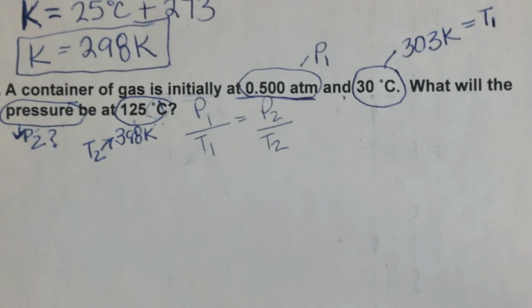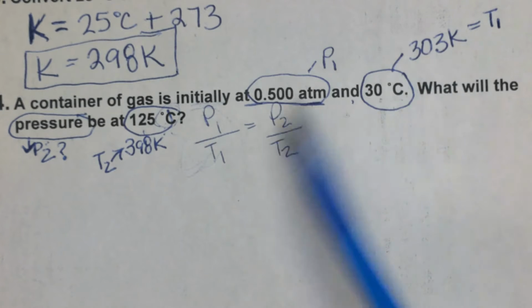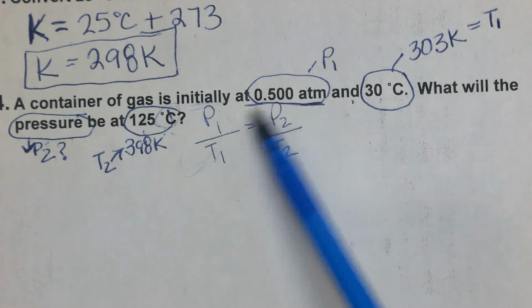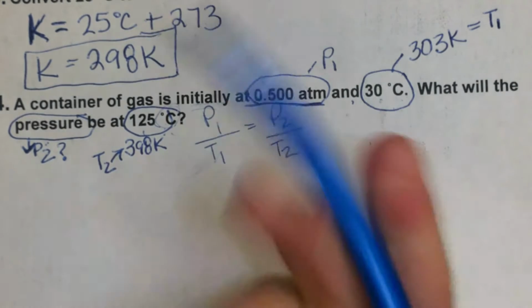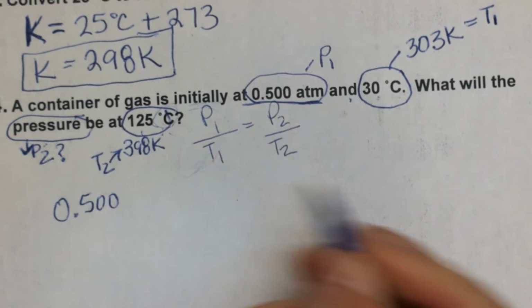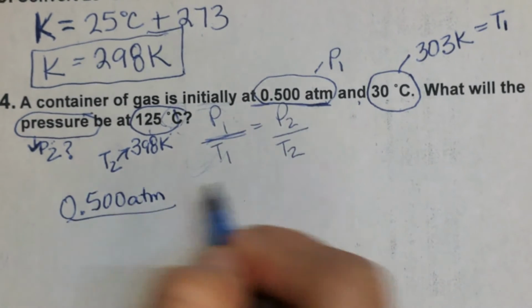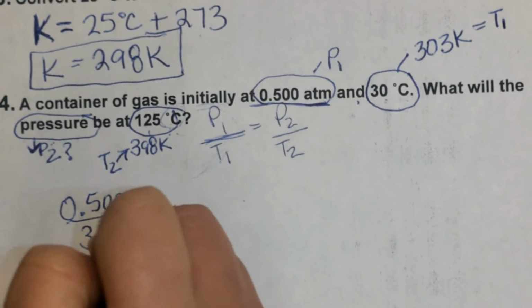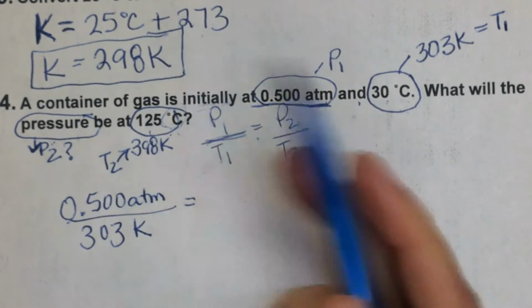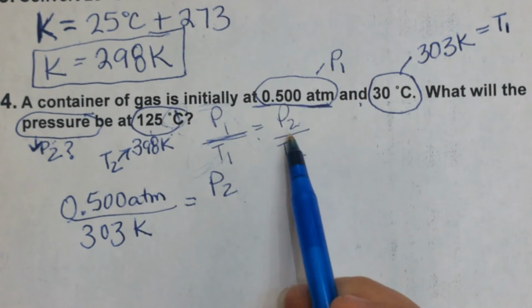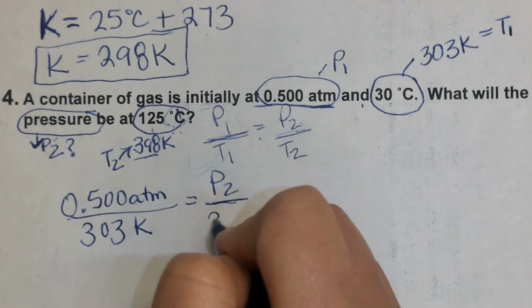Now we already know what our variables are, so we're going to plug them in. P1 is 0.500 atm, divided by T1, which is 303 Kelvin, which is equal to P2, which is just a variable, divided by T2, which is 398 Kelvin.